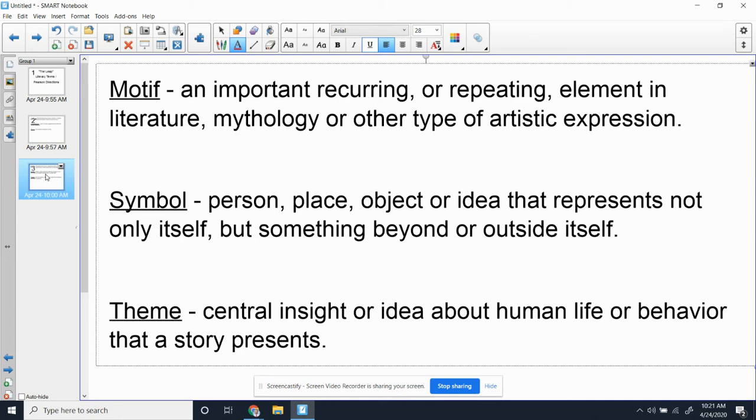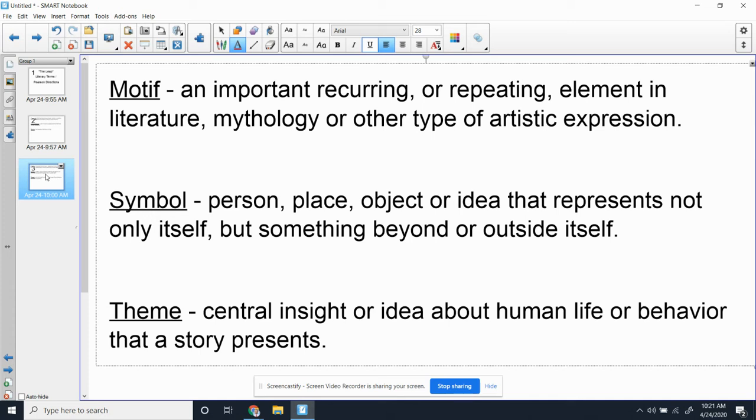Our next example of a literary term is a symbol. A symbol is a person, place, object, or idea that doesn't just represent itself, but something else too. So motifs and symbols are kind of related because a lot of times a symbol can be part of a motif, but in order to be a motif, it has to be repeated over and over again. A symbol can just be used one time and then it's done. So a symbol is one thing, but it also stands for something else. We've talked about symbols throughout the other stories we've done this year already.